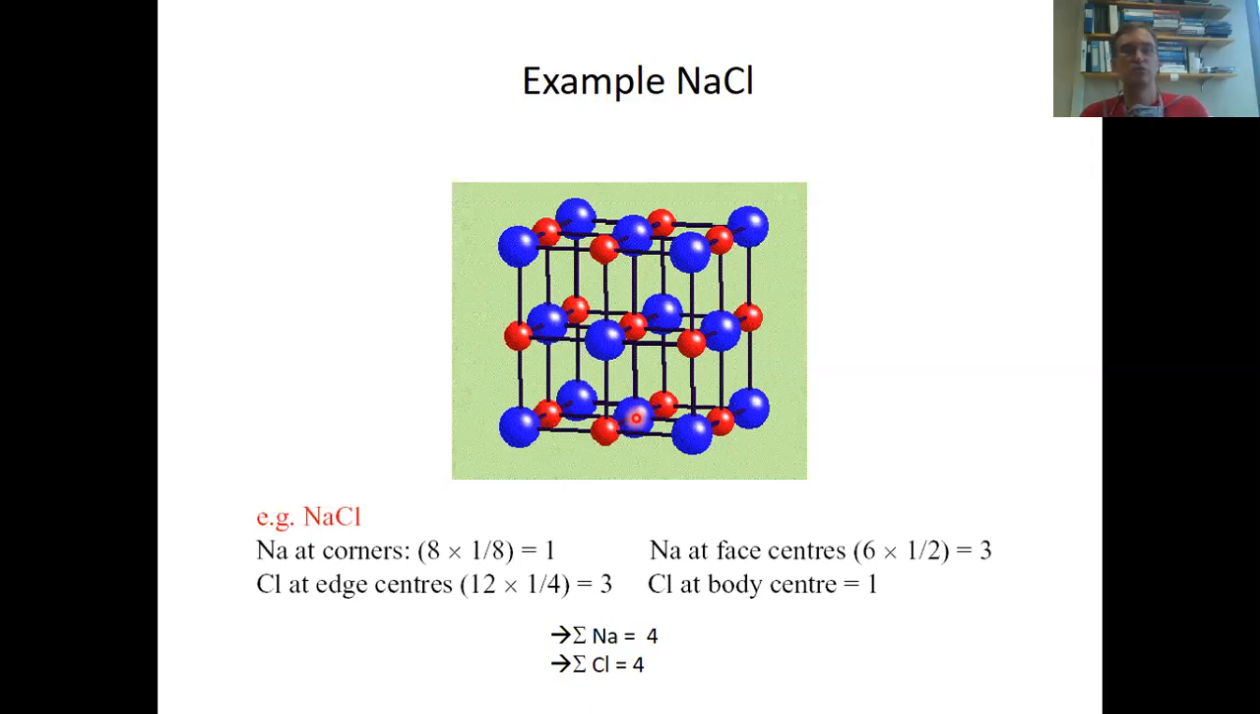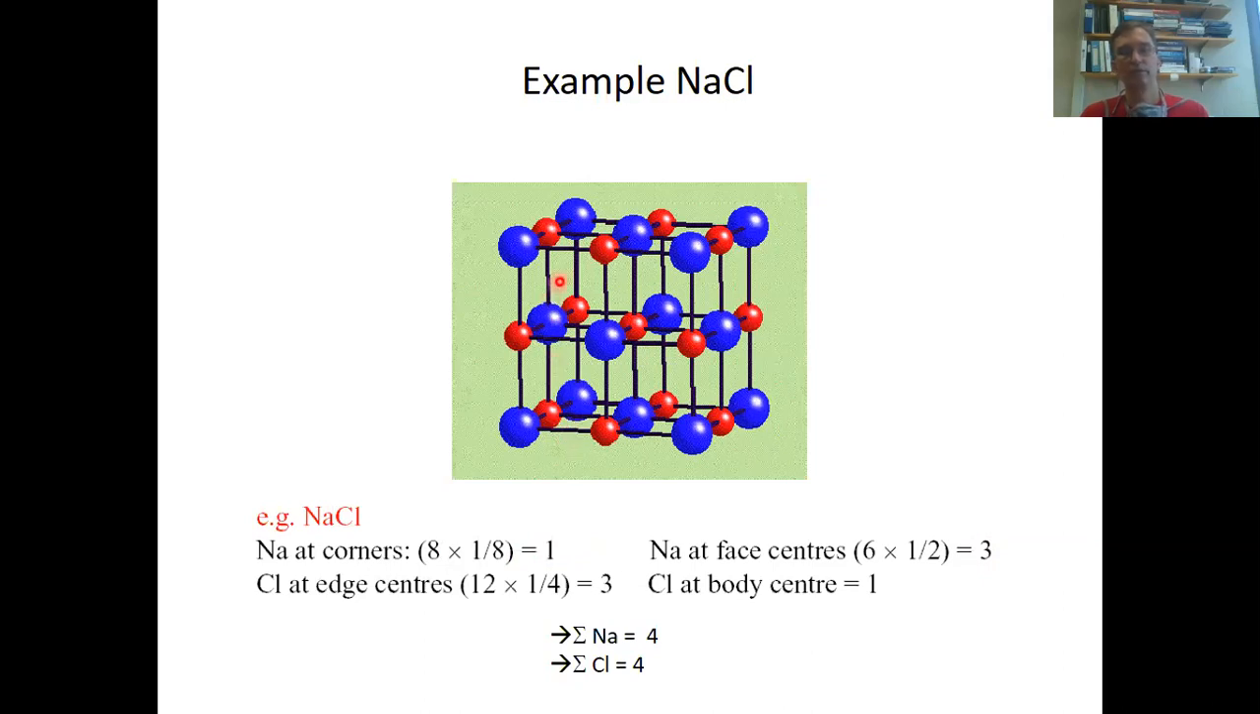So how many sodiums do we have overall? Well, we have these 8 sodiums which sit on the corner, and each sodium counts for 1/8, not 1/2. So we have 8 times 1/8, and that is equal to 1. We also have the sodiums at the face centers. We have 6 face centers, and each atom on a face center counts 1/2. So 6 times 1/2 is equal to 3. So overall, we have 4 sodiums within the unit cell.